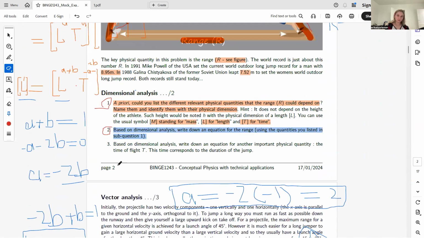So here we have the third part. Based on the dimensional analysis, write down an equation for another physical quantity, that is the time of flight. This time corresponds to the duration of the jump.